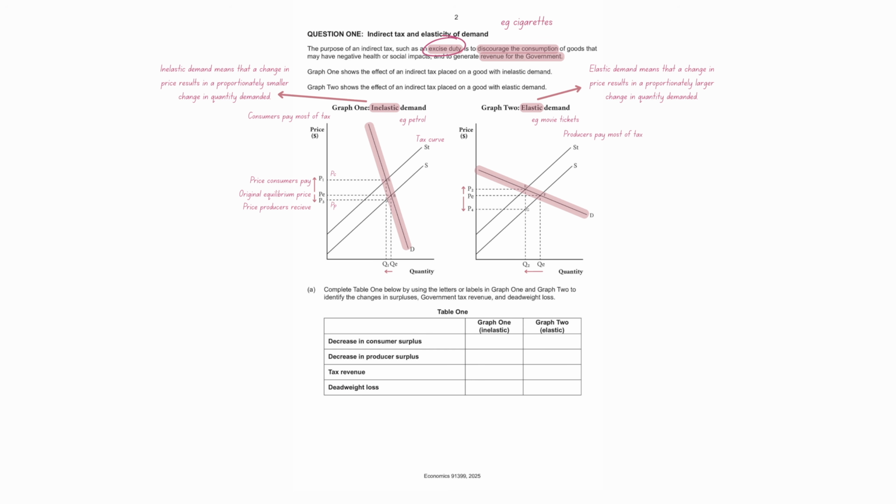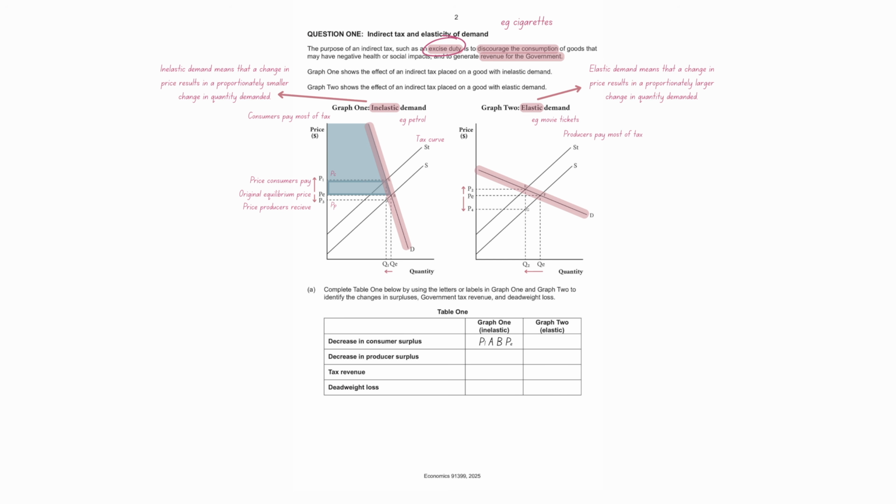Now we have to shade and label the decrease in consumer surplus for both of the graphs first. The original consumer surplus would go from the amount that the consumers are willing to pay, which is the demand curve, down to the amount that they actually pay, which would have been PE. Now though, the new consumer surplus goes from the amount that they're willing to pay, so that's still the demand curve, down to the amount that they actually pay, which is now P1. So consumer surplus has decreased by P1, A, B, PE. This area here was part of the consumer surplus, but now when the tax is added, it's not anymore.